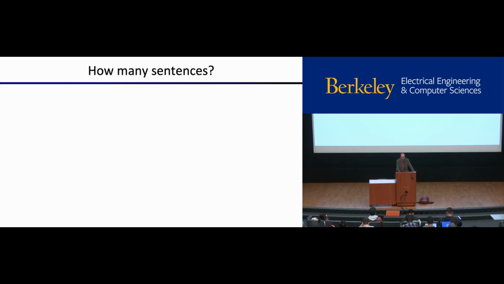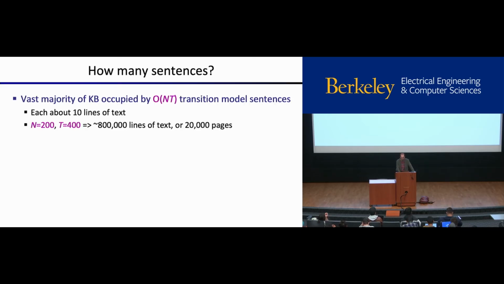So how many sentences have we given Pacman? The vast majority of this knowledge base is occupied by the order NT transition model sentences. Each is about 10 lines of text. And for n equals 200 locations, t equals 400 time steps, that's about 20,000 pages. So you definitely are going to want a Python program to write this knowledge base out for you. I wonder how long that would take to type if you didn't.